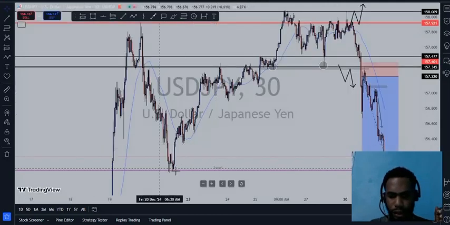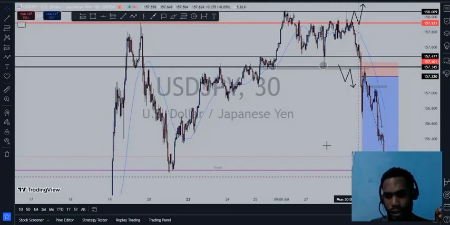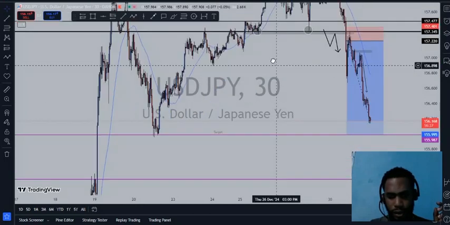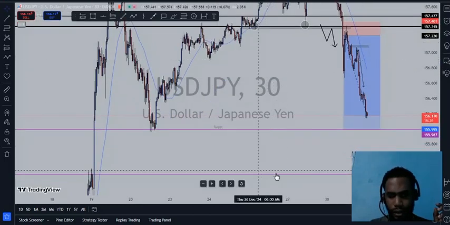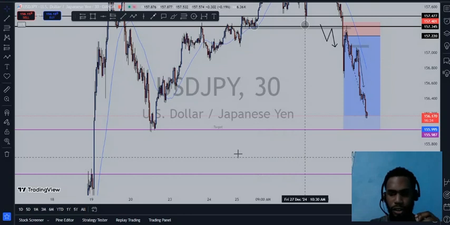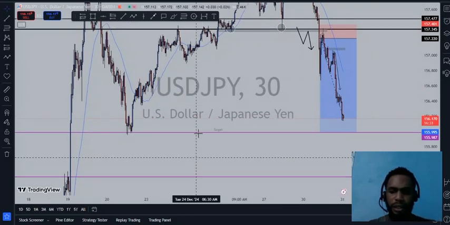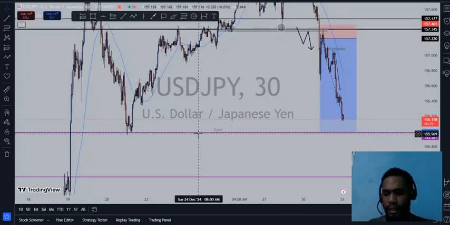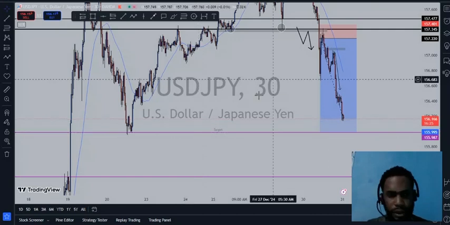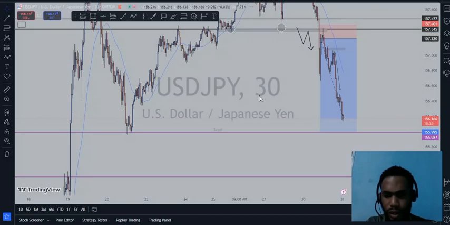Yeah, I'm aiming to target this low. If it breaks below this low, then possibly the market could drop to this level as well, right? So just being patient because I'm currently in this trade actively. I'm just being patient, watching this move and seeing what the market is showing me.